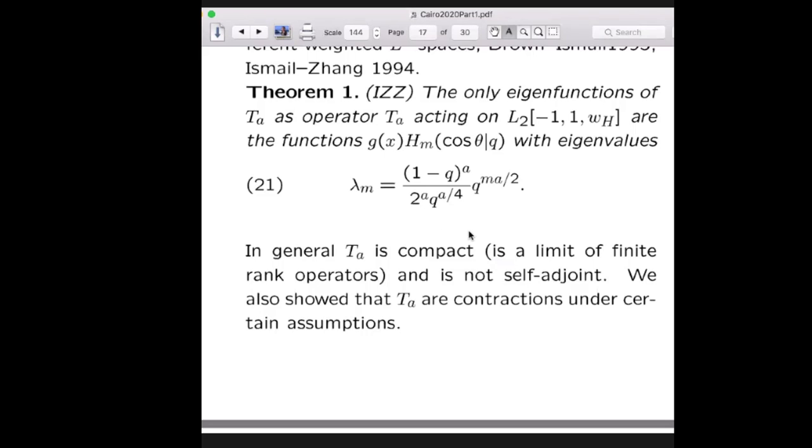Then lambda m tends to 0? Sorry? Lambda m. Well, the m enumerates the eigenvalues. So the largest eigenvalue is when m is 0.